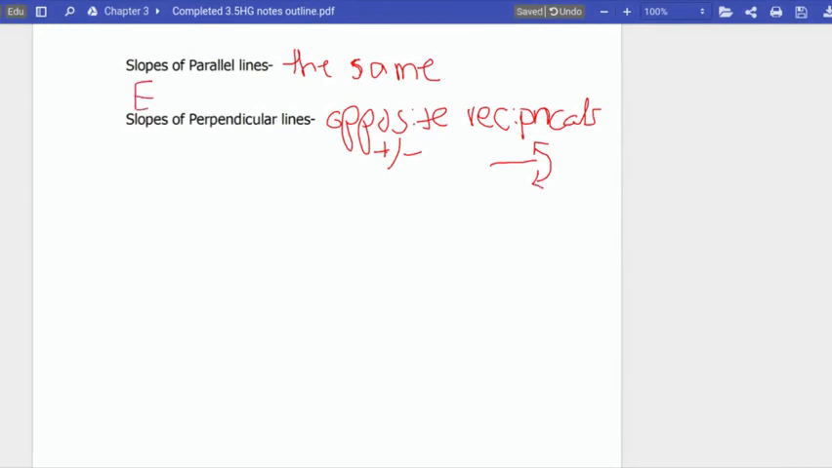So, for example, if I have 2 parallel lines, if one is 1/3, the other would be 1/3. For perpendicular lines, if one of mine was 1/3, the other one would have to be negative because 1/3 is positive, and then the reciprocal, so 3 over 1, which would be 3.